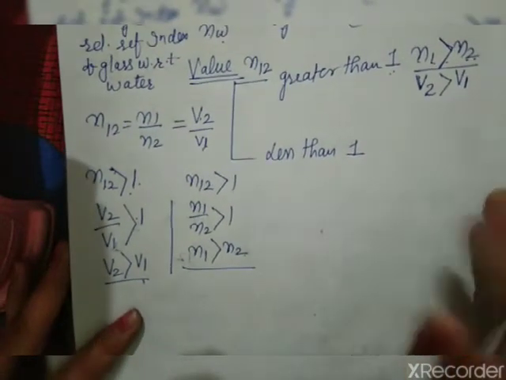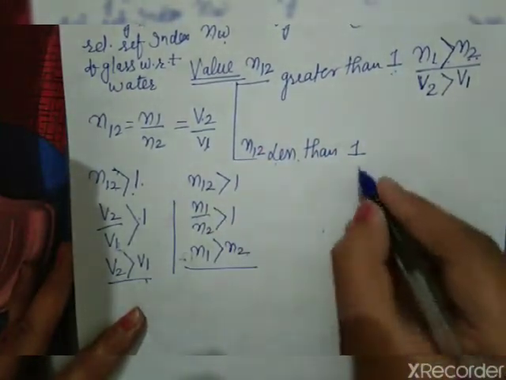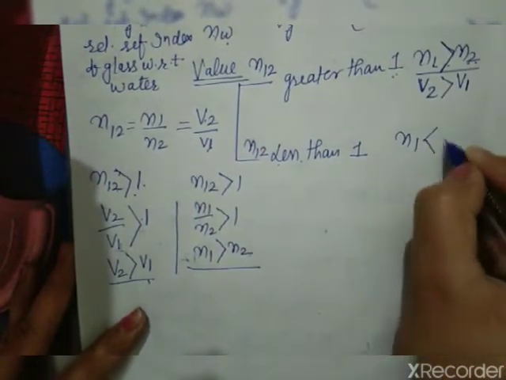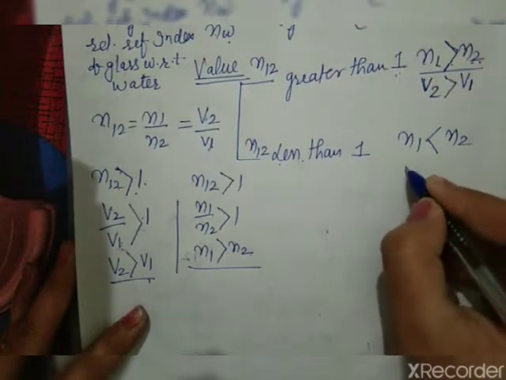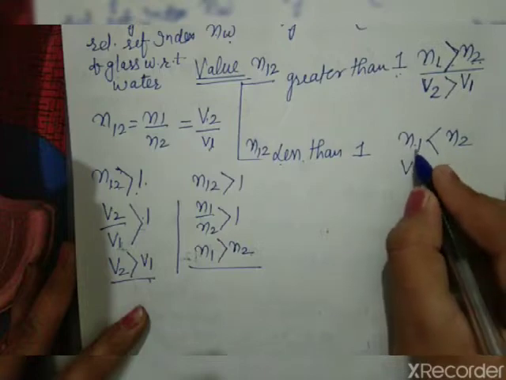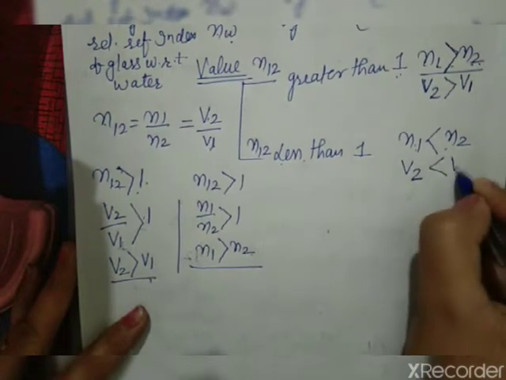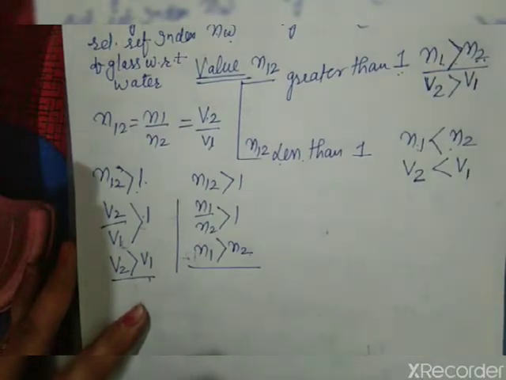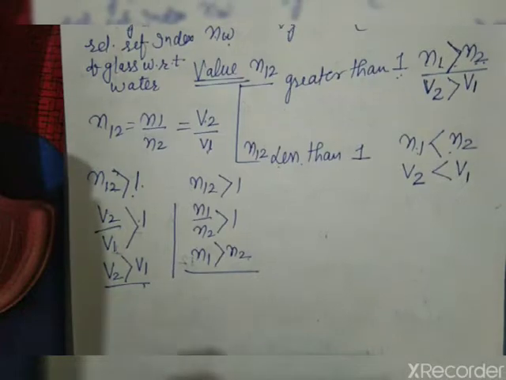Okay, similarly if N12 is less than 1, what does it mean? N1 is less than N2. In terms of velocity, what will it be? V2 is less than V1. Okay students, it means if information regarding relative refractive index is given to you, you can come to know about speed.